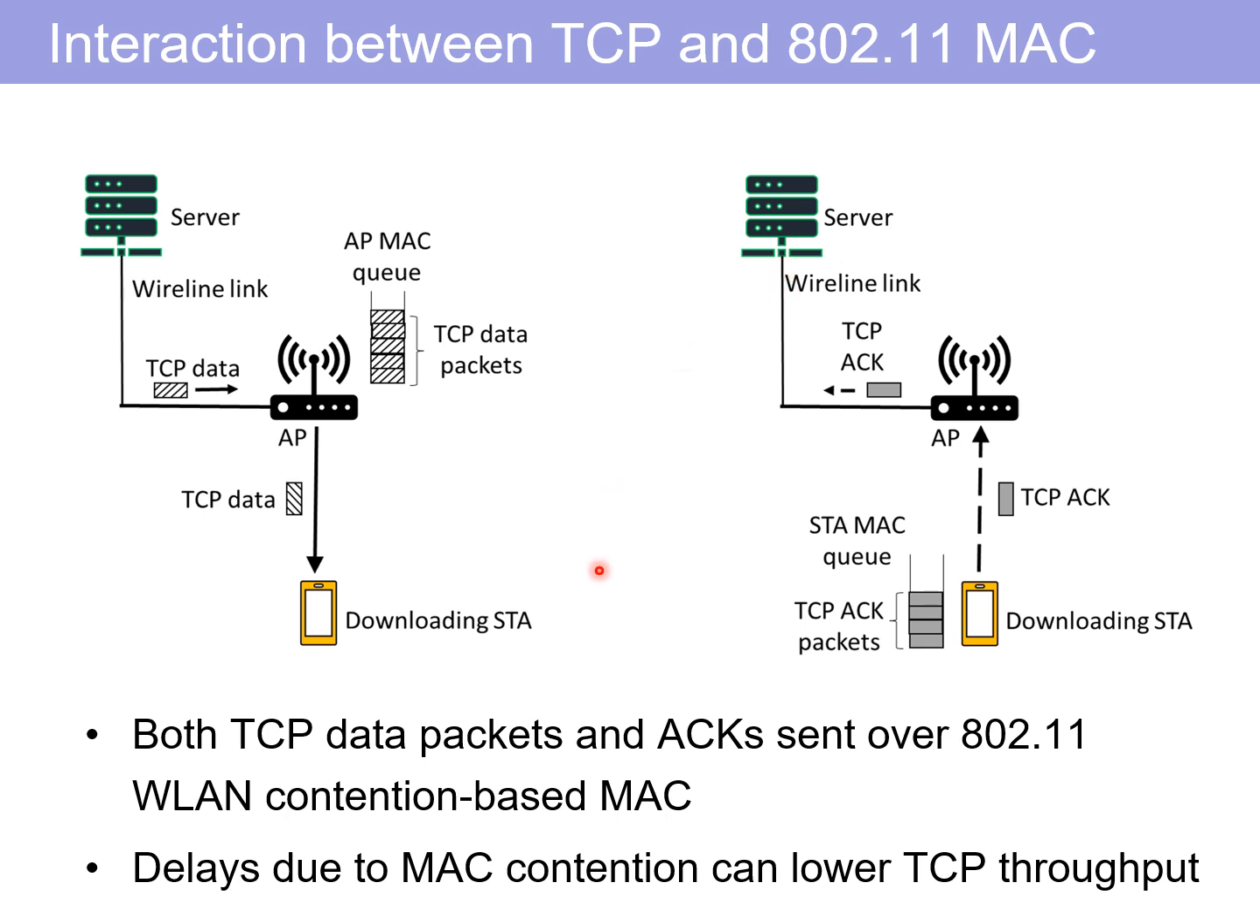So, both the TCP data packets and the TCP ACK packets for the same TCP connection are sent over the same shared 802.11 wireless LAN contention-based MAC. So the AP and the station are contending for the same channel for the same TCP connection. This can lead to delays in either the data packet or the ACK transmission, and these delays due to the MAC contention can lower the TCP throughput of this connection.